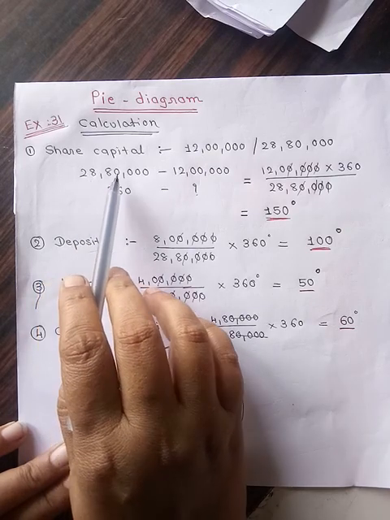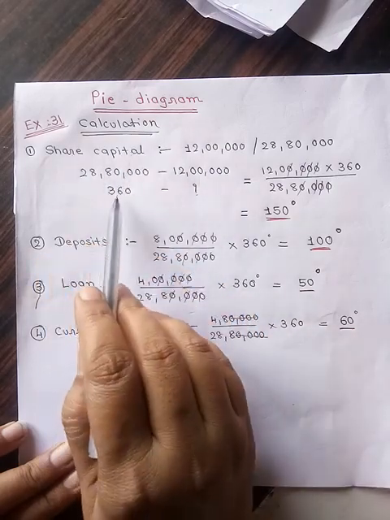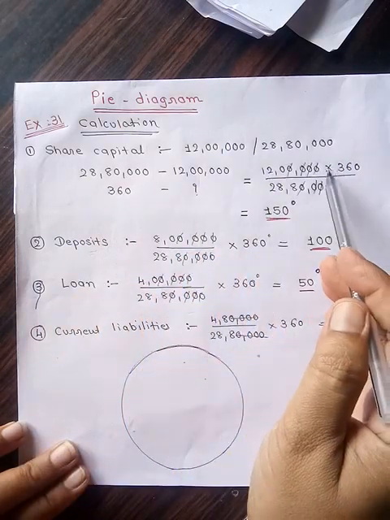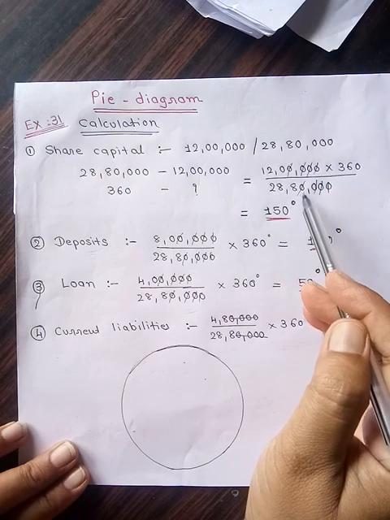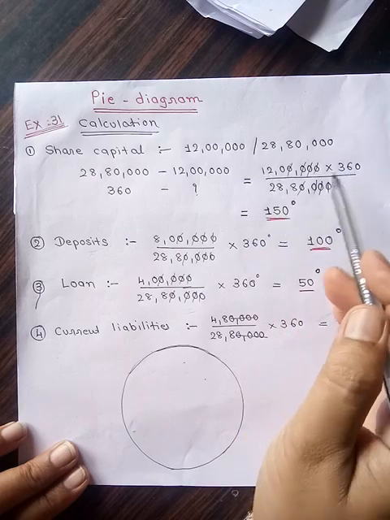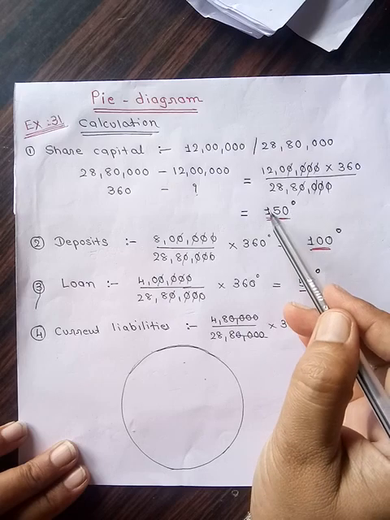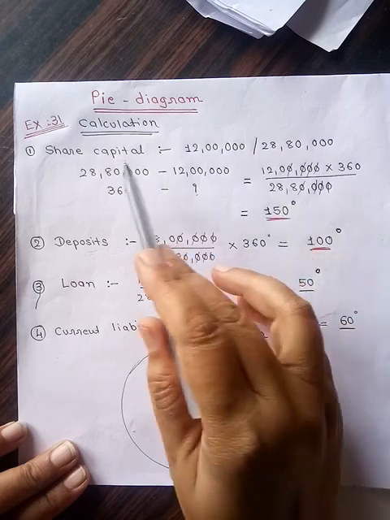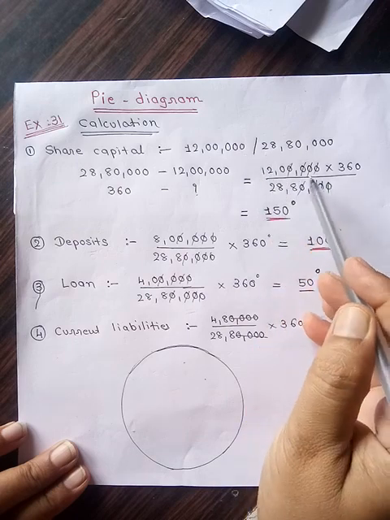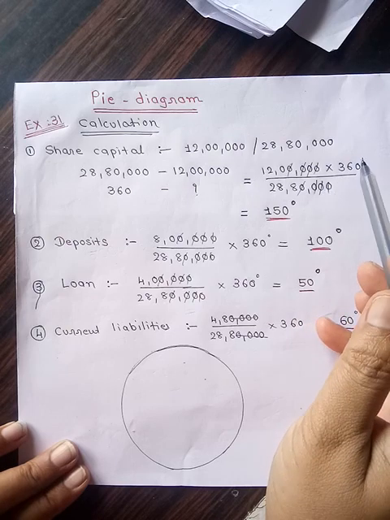So out of 28,80,000, 12 lakhs are spent in share capital, then out of 360 how much? Cross multiply. So 12 lakh into 360 upon 28,80,000. 4 zeros cancel. So 120 into 360 upon 288. When you do it, you will get 150 degrees. So from this first calculation we can see that amount used upon total amount into 360. So we can say this is the formula.